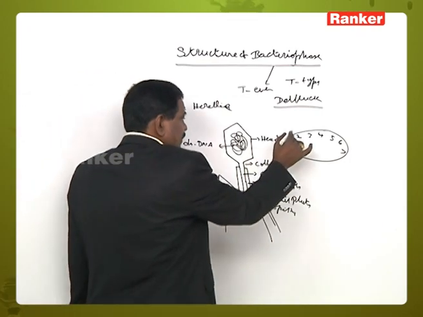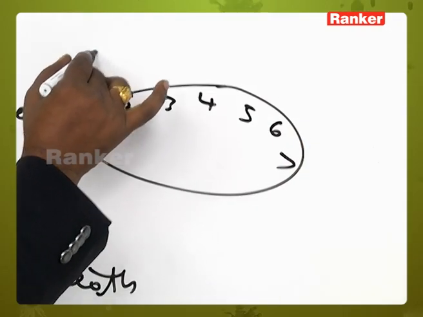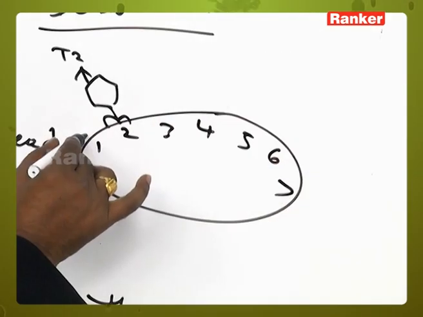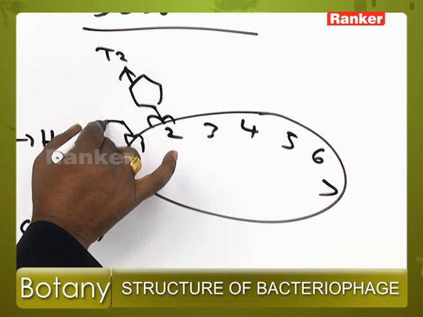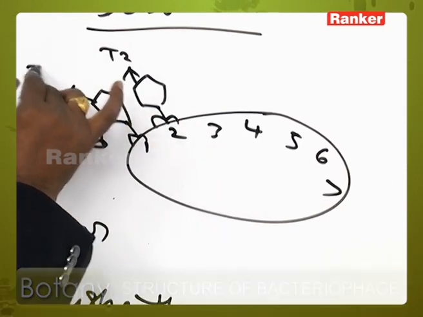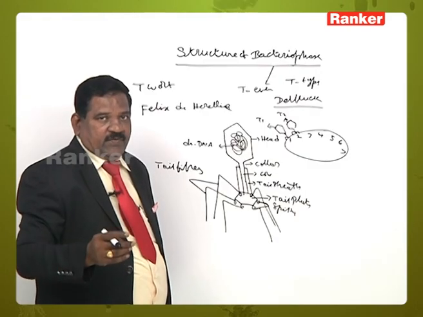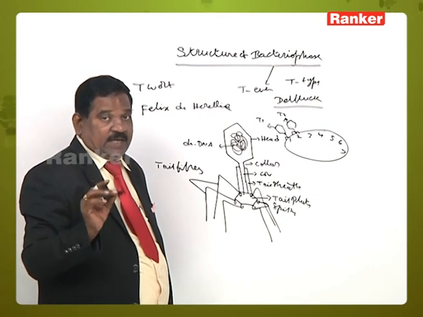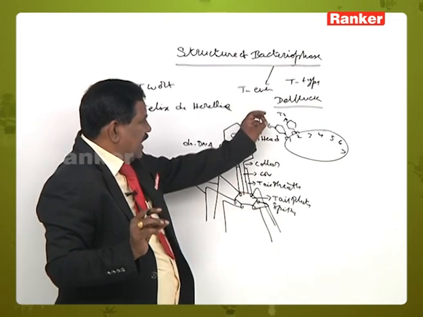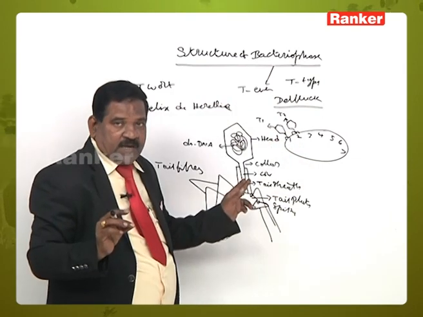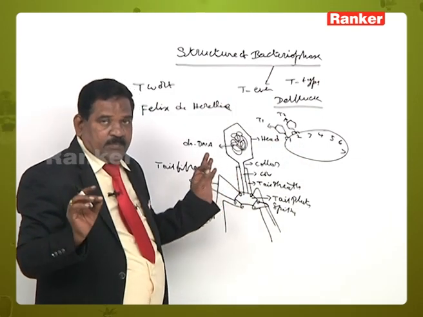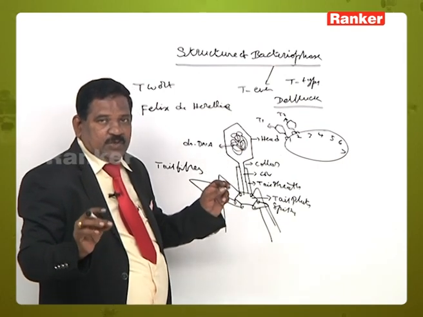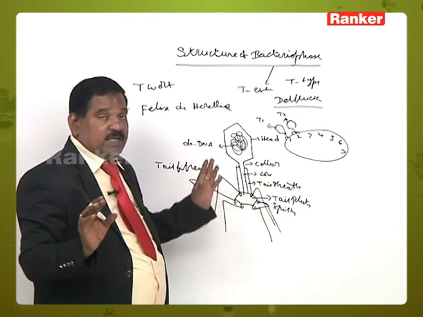If the bacteriophage is attached at the second position, it is called T2 phage. If it is attached at the first position, it is called T1. So he identified T1 to T7. Delbruck observed bacteriophages attached to the bacterium surface at 7 specific sites, and based on that he named them T1, T2, T3, T4 and so on up to T7.